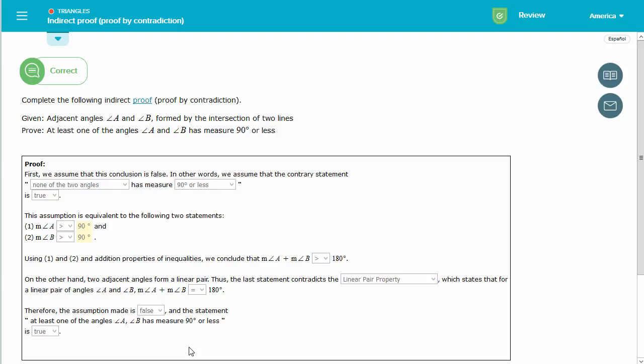So that's the idea of arguing by contradiction. We assume the conclusion is false. We figure something out based on that assumption, and then we say why the thing we figured out cannot possibly be true.